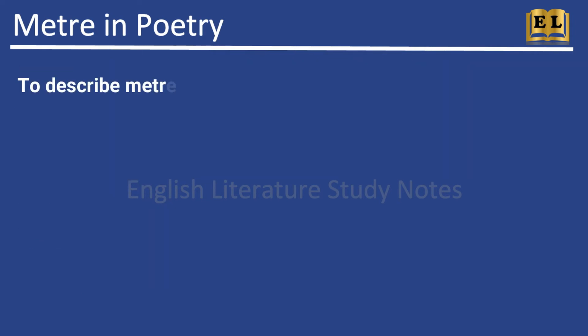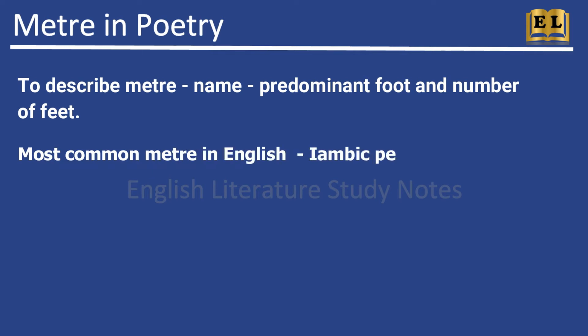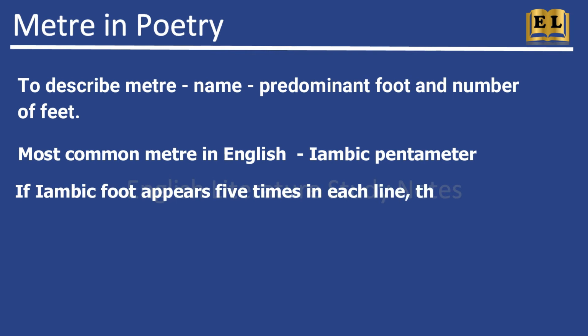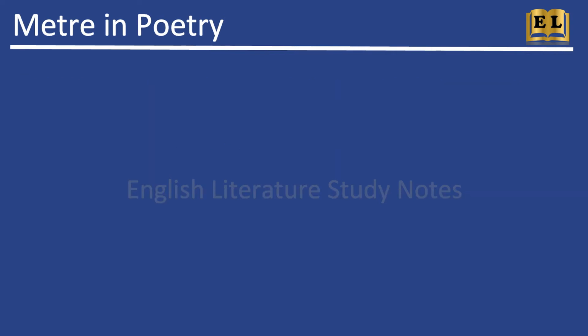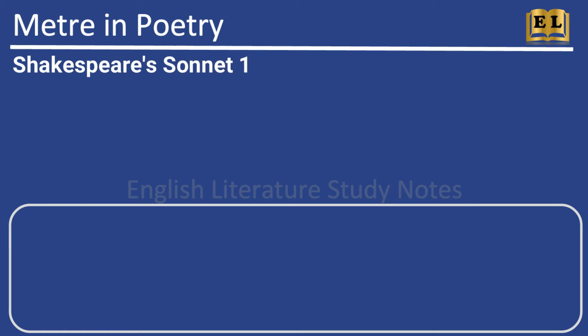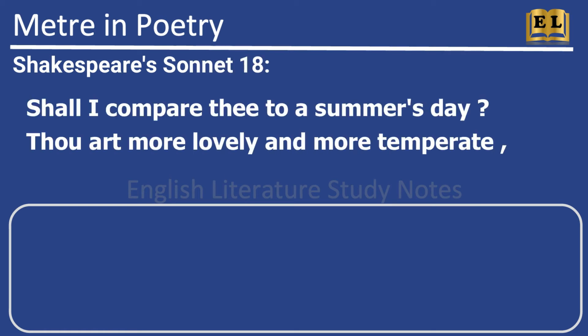To describe the meter of a line, we name the predominant foot and the number of feet it contains. The most common meter in English verse is the iambic pentameter. If the iambic foot appears 5 times in each line, the poem uses the iambic pentameter rhythm. Let's see how to find the meter of a poem. These are the lines from Shakespeare's Sonnet 18. Shall I compare thee to a summer's day? Thou art more lovely and more temperate.